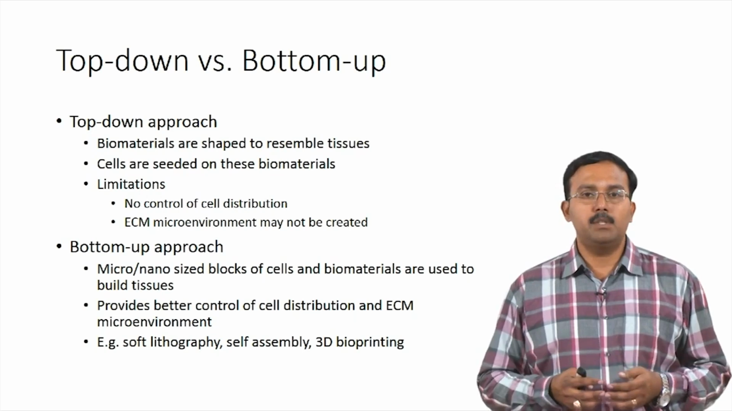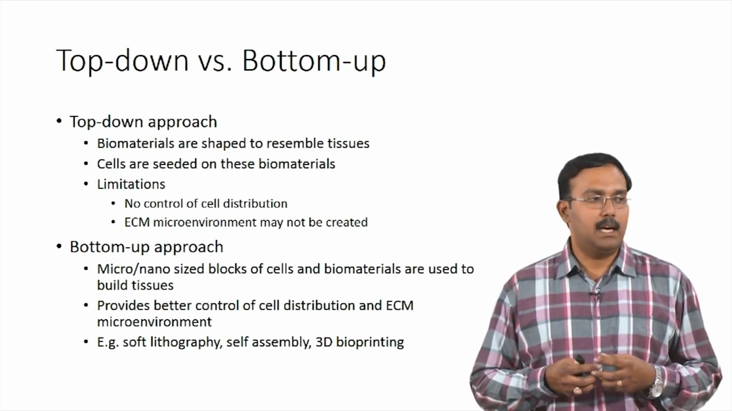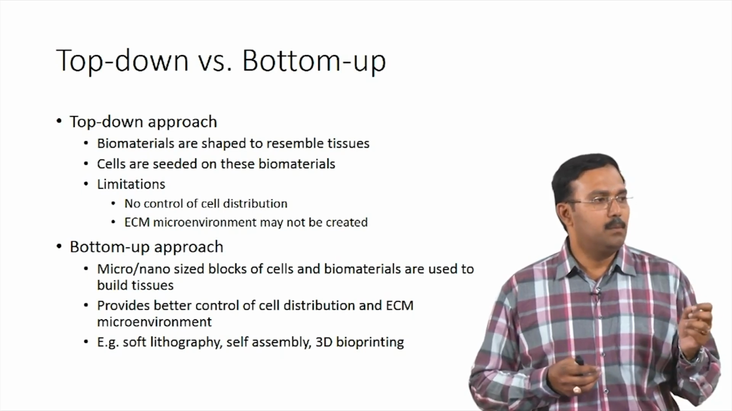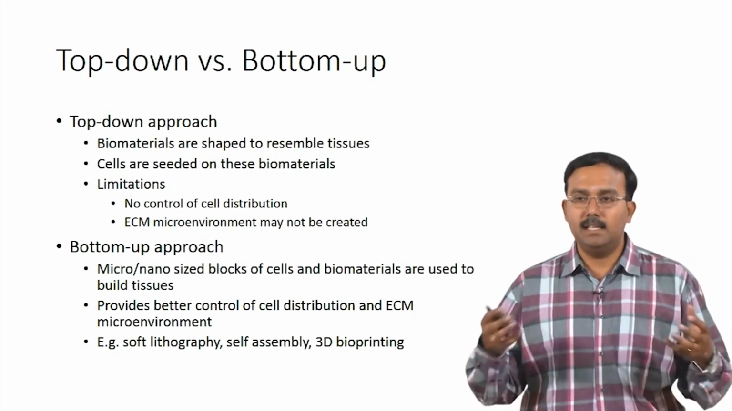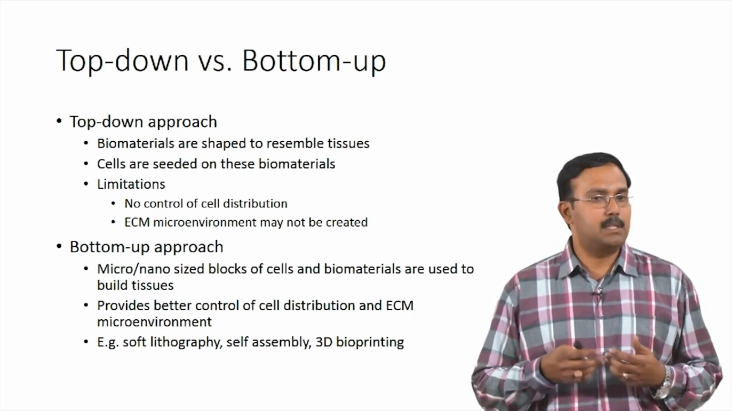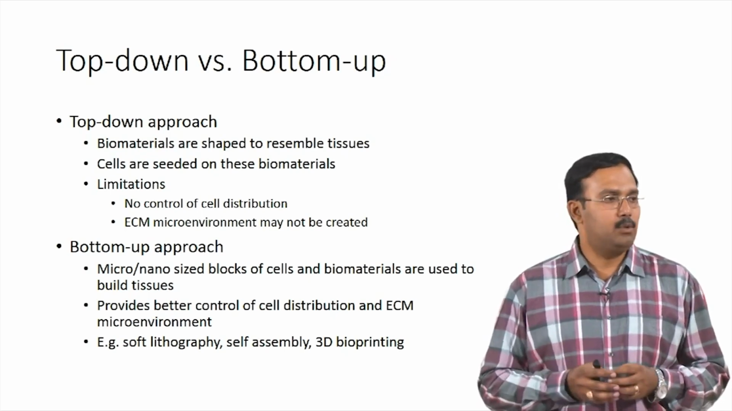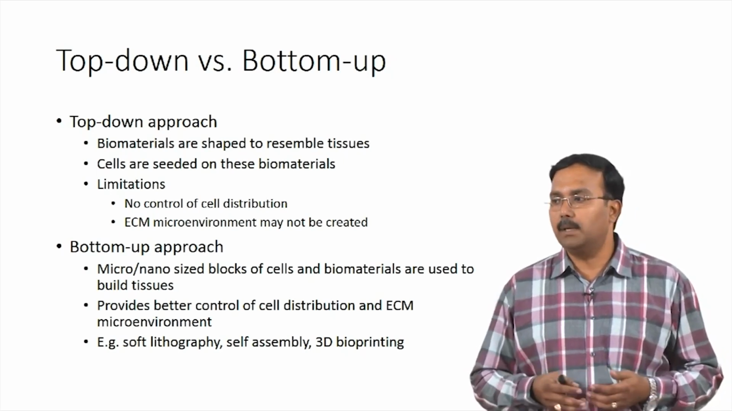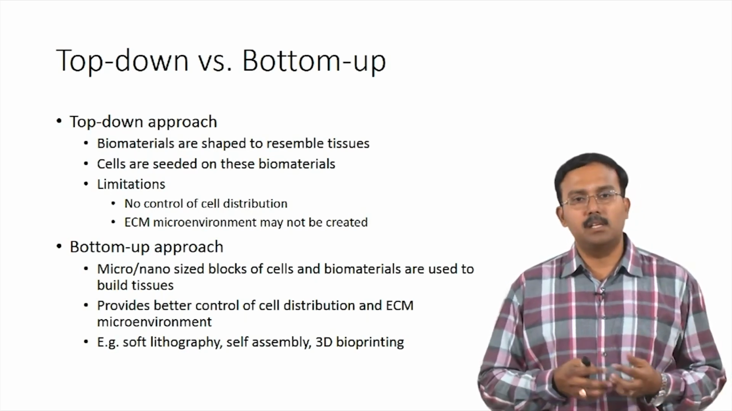Whereas a bottom up approach is where micro or nano sized blocks of cells and biomaterials are used to build the tissue. So you have very small structures which contain cells themselves, and you combine these in a way to create the ECM, which will act as a scaffold. This can provide better control over cell distribution and also the ECM microenvironment. There are many techniques to do this. Some of them are soft lithography, self assembly, and 3D bioprinting. Today we will talk about 3D bioprinting. In tomorrow's lecture we will be covering self assembly.